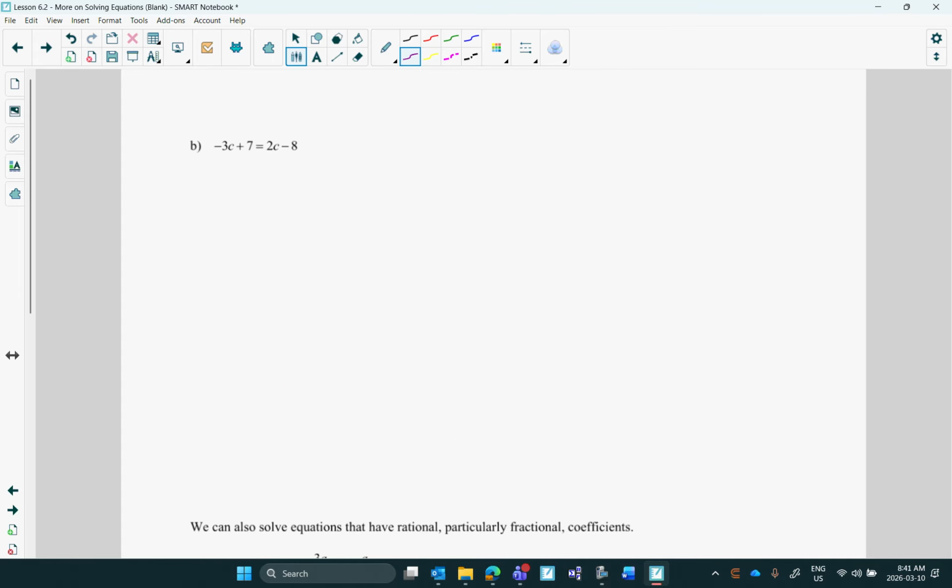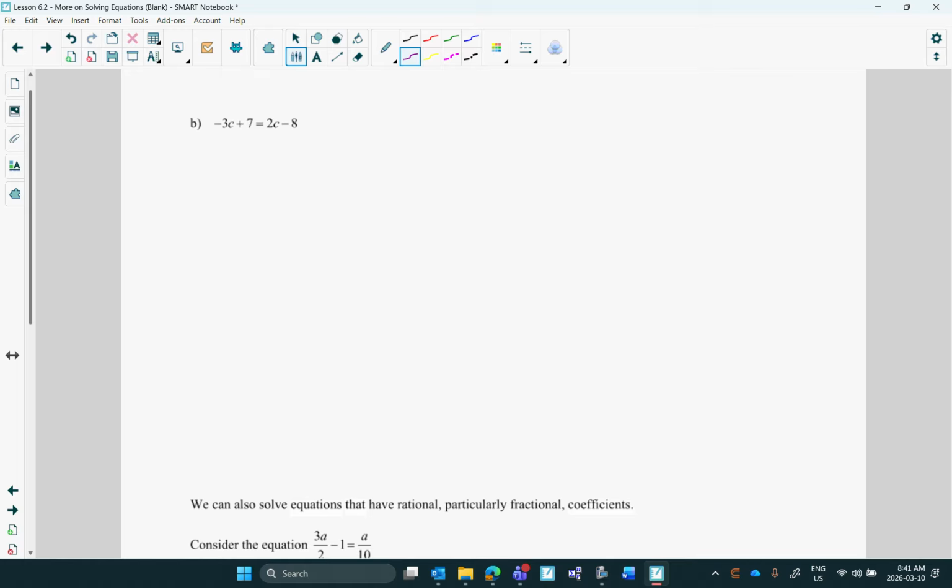You guys try this one. Let's have a look. What's the first thing you're going to do? Subtract 2c, because I need to take the 2c's over there. And to take them over there, I have to do the opposite. So subtract 2c, subtract 2c.